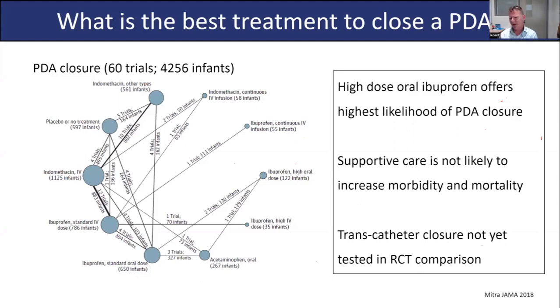And I added to this that unfortunately transcatheter closure has not been tested in a randomized comparison, because you would wonder which one is actually even better. I guess a catheter is better. I'm not saying it's safer, but it might be better to close a PDA.